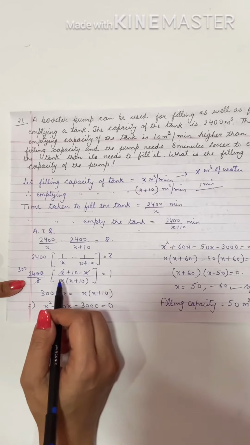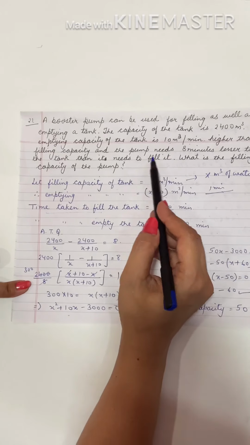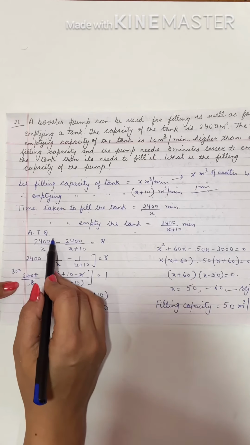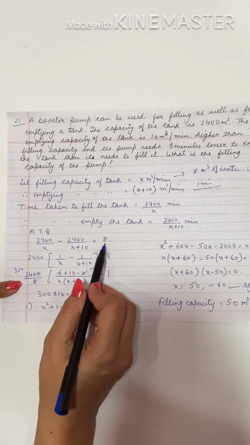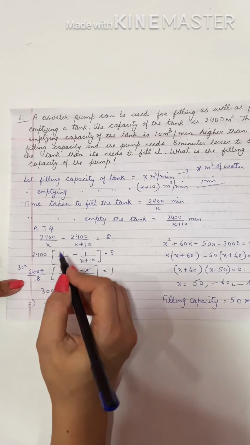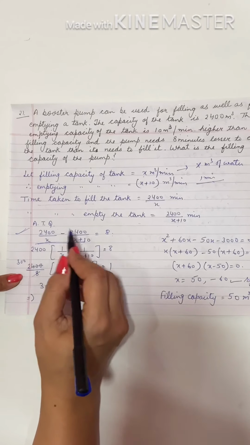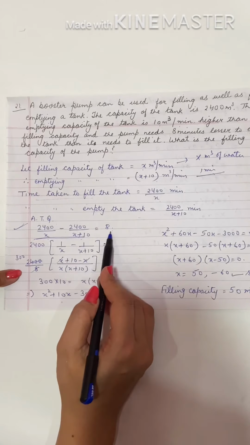Apply the given condition: the pump needs 8 minutes less to empty the tank. So therefore 2400 upon x minus 2400 upon x plus 10 is equal to 8. You have to be very careful about this particular condition, which is to be subtracted from which. Read the statement carefully and then apply the conditions.